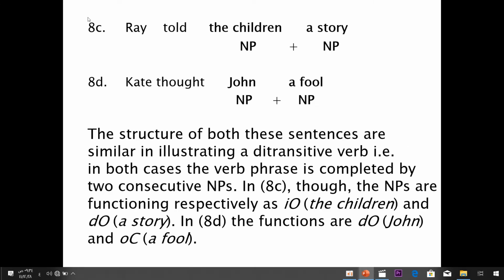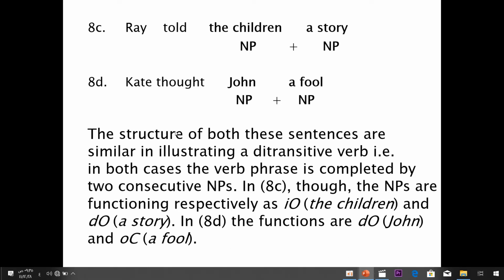Ray told the children a story. The situation here is different because the verb told is a ditransitive verb, taking a direct object and an indirect object. Here we have two noun phrases, and the same applies to this complex transitive verb: John is the first noun phrase, and a fool is the second noun phrase. The structure of both sentences is similar. In both cases the verb phrase is completed by two consecutive noun phrases, though in sentence D they function respectively as indirect object, the children, and direct object, a story.